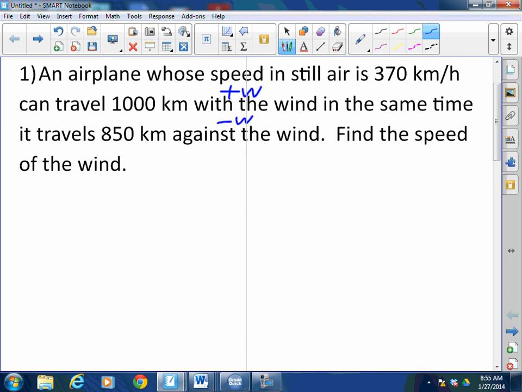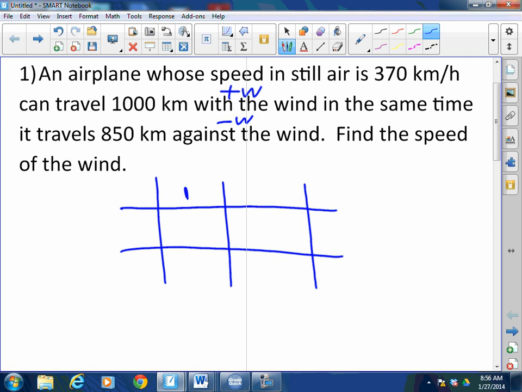Think of when you're riding a bike downhill and you feel the wind hitting your face. It's actually slowing you down a little bit. Think about when there's a breeze behind you. That helps you go forward. It helps propel you. So, as always, let's make our table. Believe it or not, this table is what saves the day for me. Rate times time equals distance.